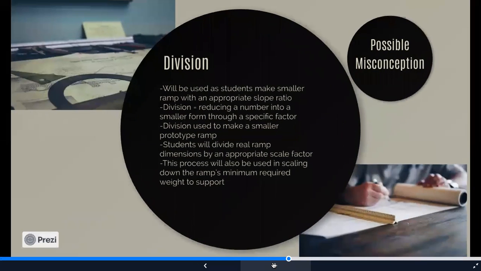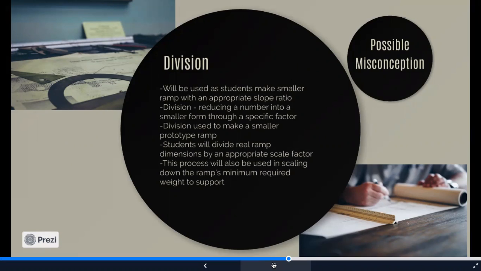Math concept number 2, division. Students will apply their knowledge of division to create smaller prototypes and create a prototype of a portable wheelchair ramp that maintains a 2:12 slope ratio. Students will determine the optimal size of their prototype by scaling the real-world ramp down to a functional prototype size. This will be done by the math concept of division.